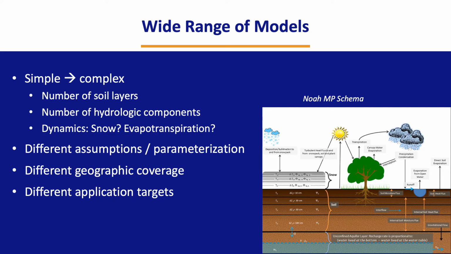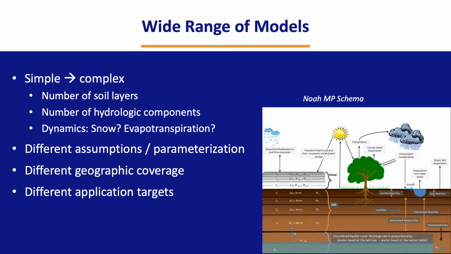And there are just a very wide range of land surface models that can provide soil moisture data, ranging from very simple to very complex, based on a number of factors. One important one is the number of soil layers. In the case there on the right, you can see the NOAA MP schema has 4 soil layers.